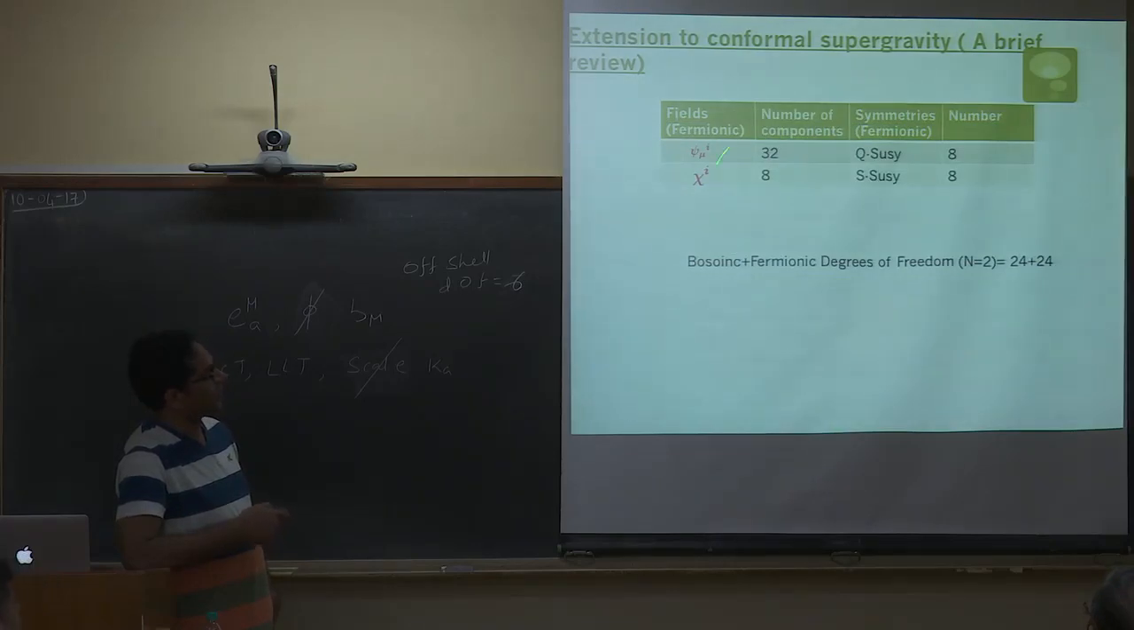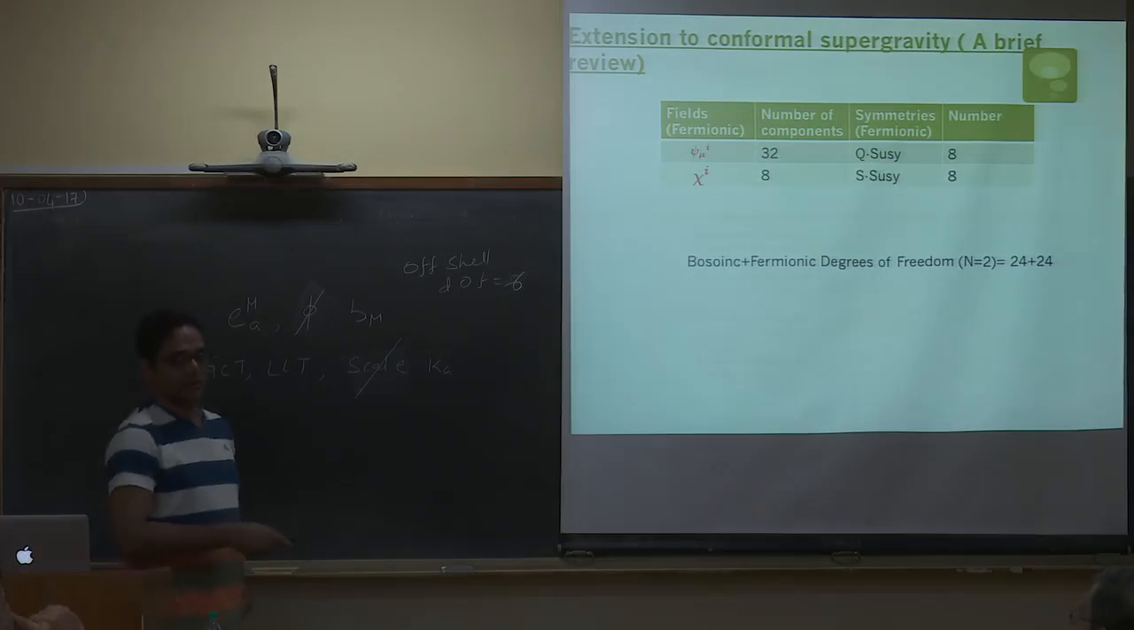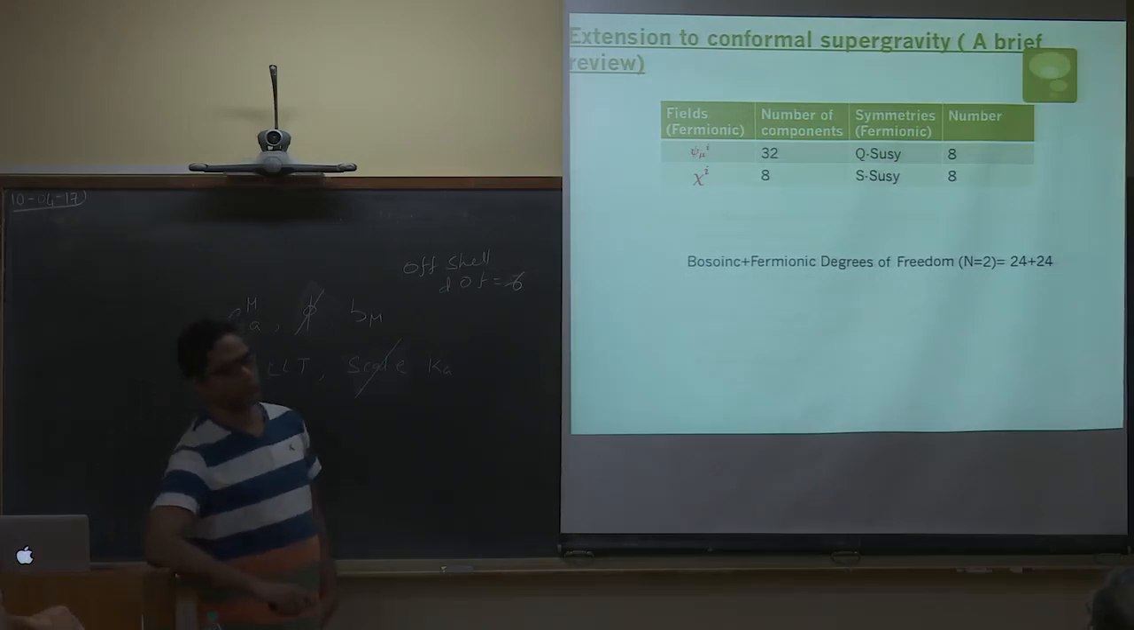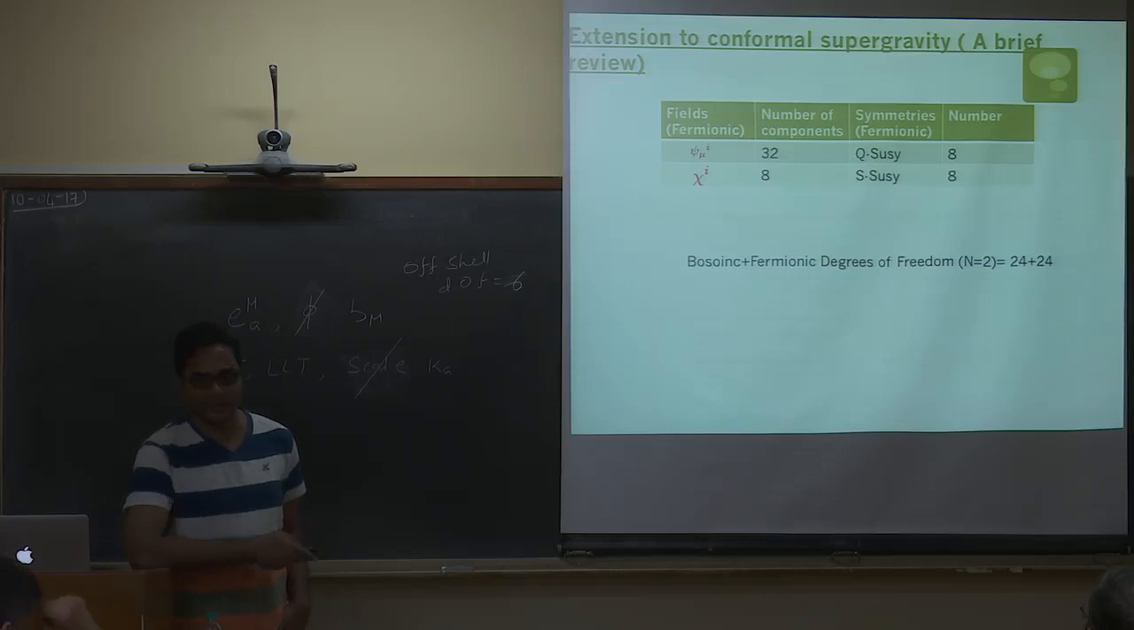For the fermions also you do the same thing. You add this up and subtract the symmetries. That also gives 24. So there are 24 plus 24 degrees of freedom for the n equal to 2 Weyl multiplet. Okay. This is clear. Just count the number of components and the symmetries, and you subtract them.